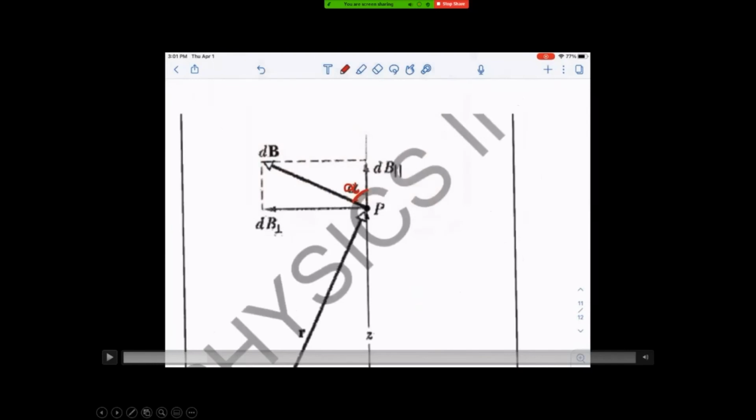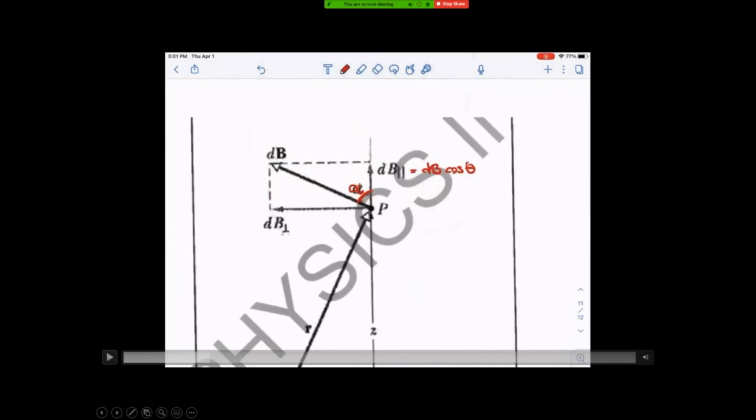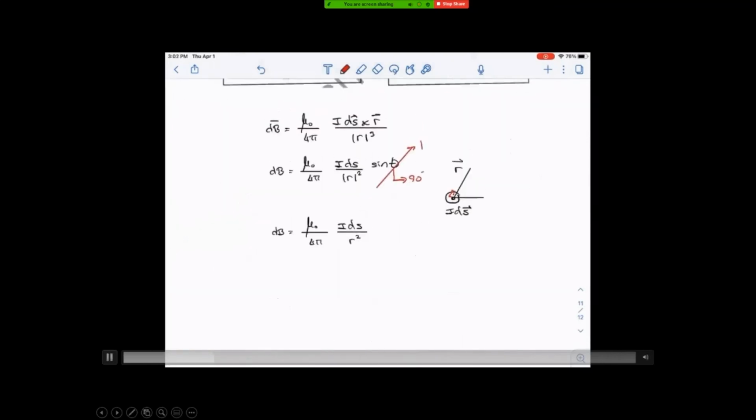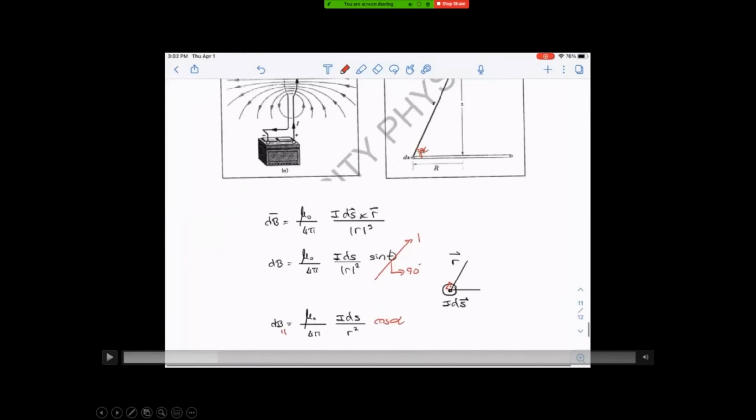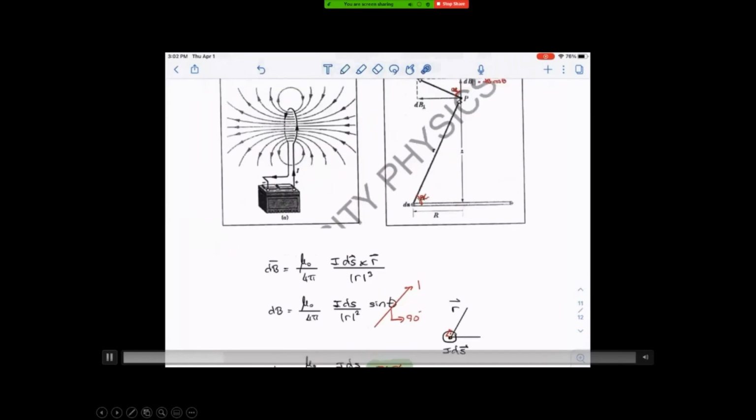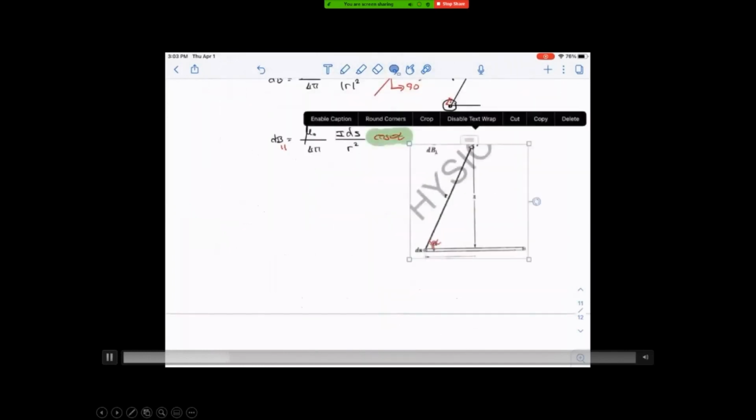Now I'm interested in the component of this which is parallel to the z-axis, which means it's going to be cosine of this angle, not theta. It should be alpha. Hopefully I'm going to see that and make a correction. I didn't see it there, but obviously mentally I'm still all together, so I make the correction right there. That's a correct expression.